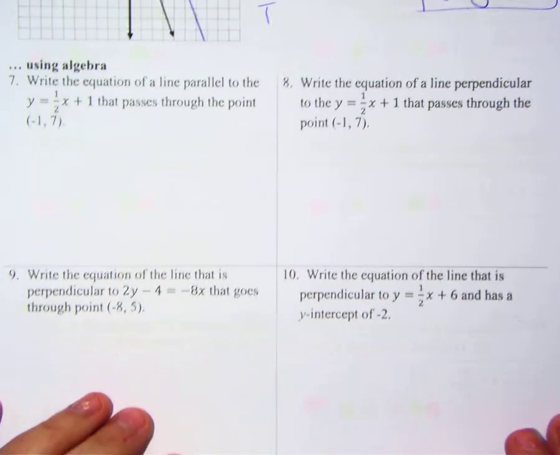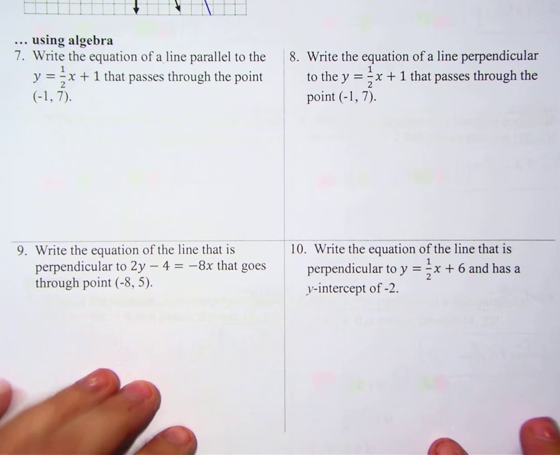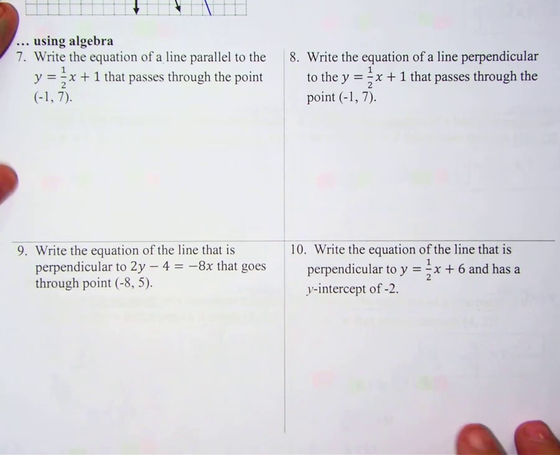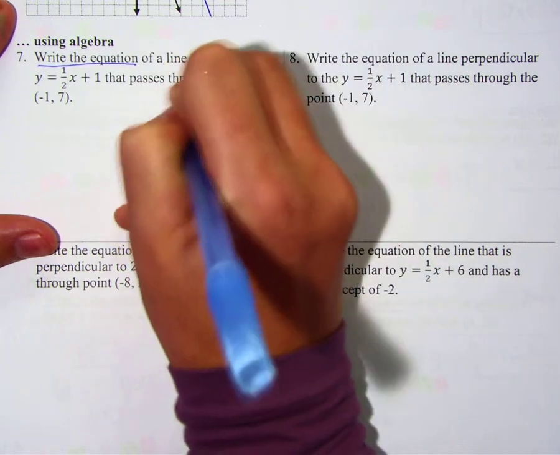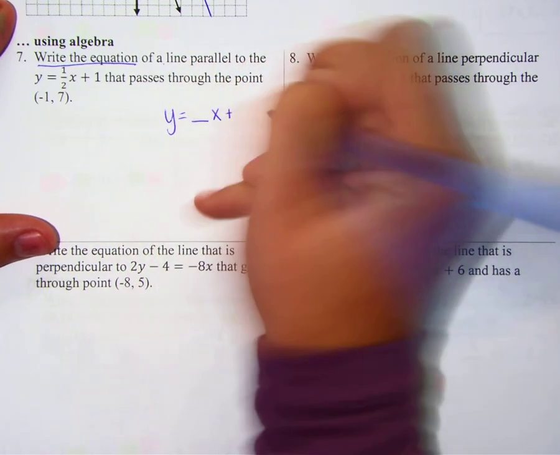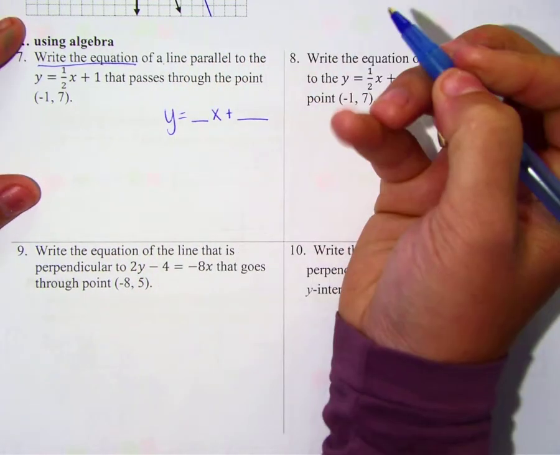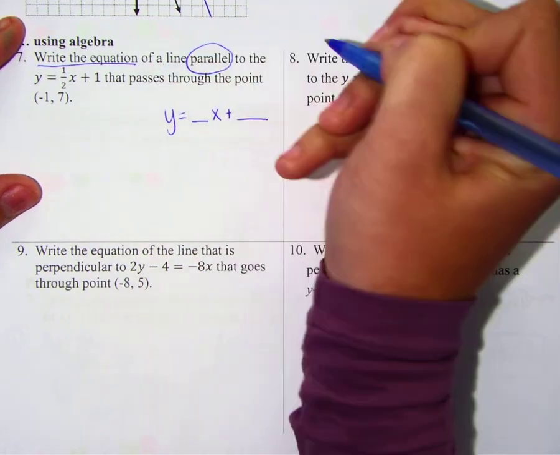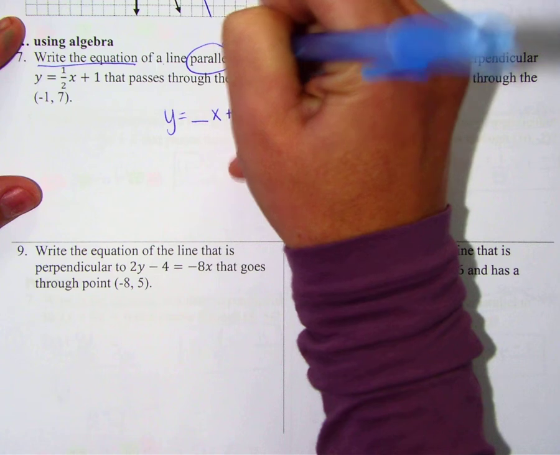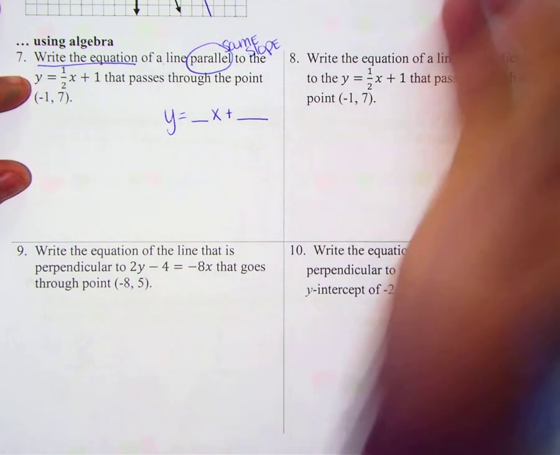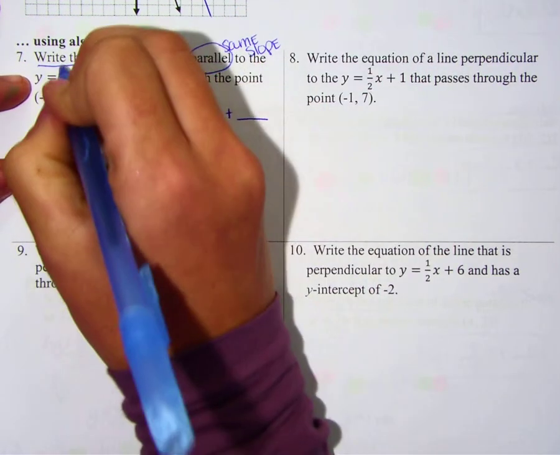We're not always going to have a graph though. We're going to have to do this just using pure algebra, which we can do. It's going to be fine. Number 7 says write the equation, so you write the skeleton of a line parallel. We'll annotate this with same slope to y equals 1/2 x plus 1.